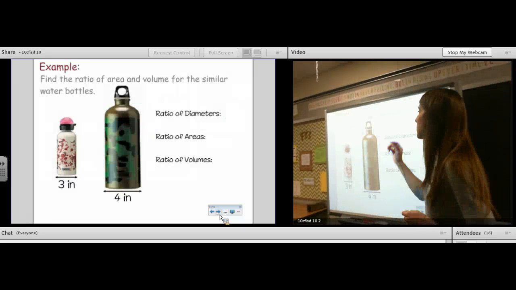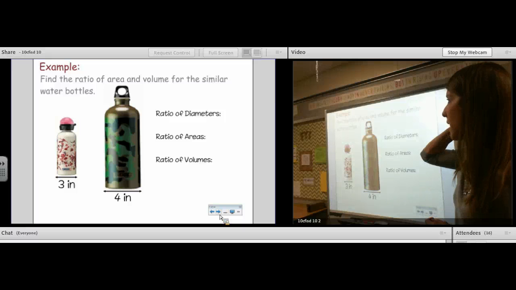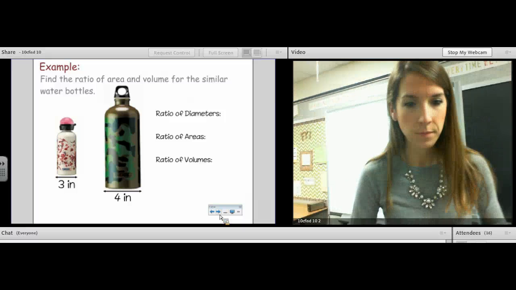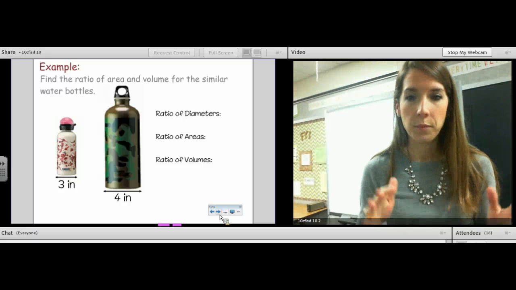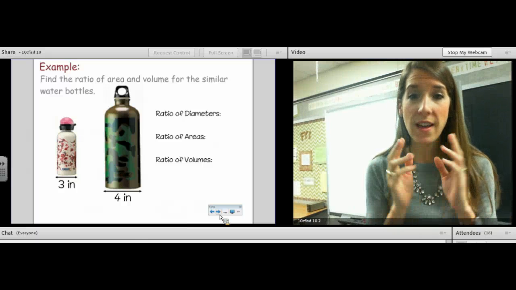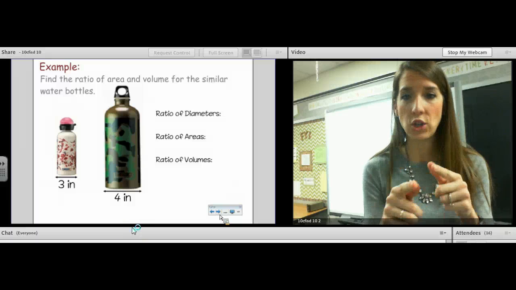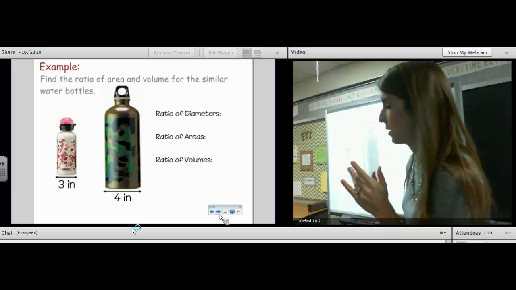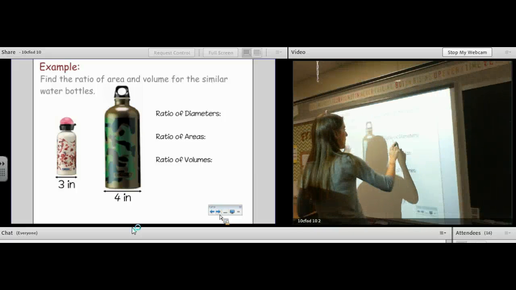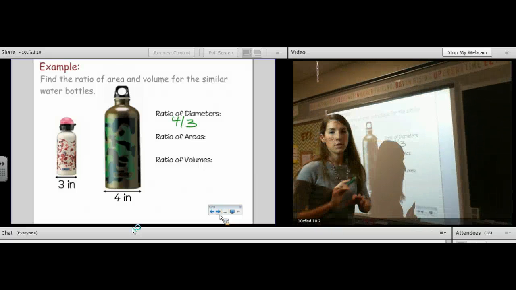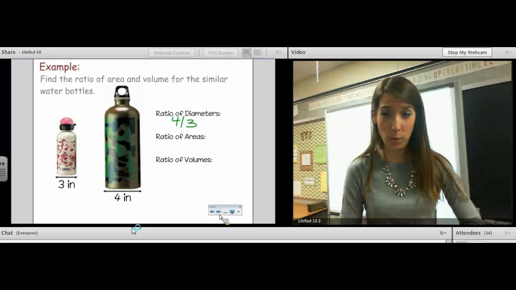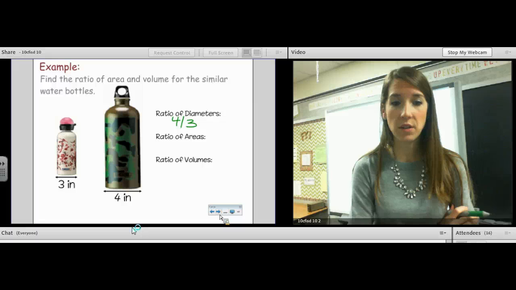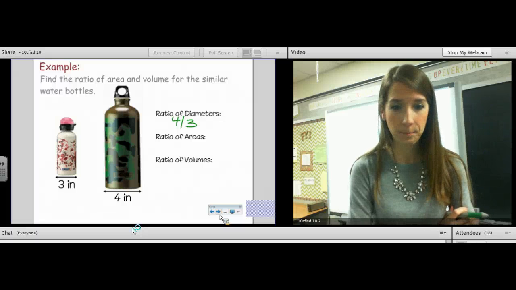Let's try some examples. Find the ratio of area and volume for the similar water bottles. So, first we're going to find the scale factor. We're going to find the 1D ratio. So we're going to find the ratio of the diameters. So we're going to do second over first. Second over first. So there we go. The scale factor, unfortunately, is not an integer. It's a fraction. The scale factor is 4/3. Are you okay with that?